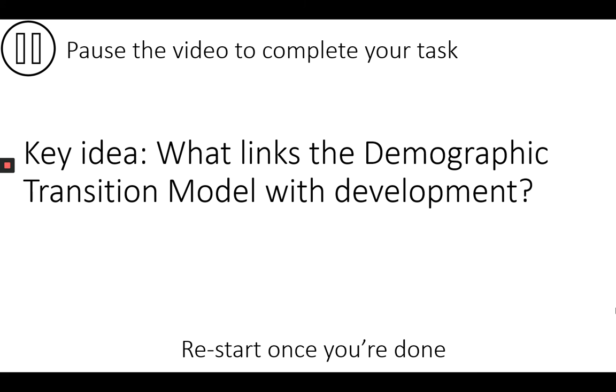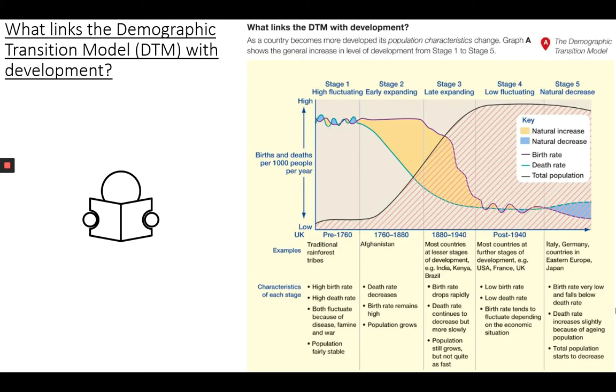Press pause whilst you add the second of the 3 key ideas. What links the demographic transition model with development? When you first see this model, it can seem a bit daunting, but don't worry, we'll break it down into chunks and I'm sure you'll be fine. Across the top of the model, we can see stages 1 to 5, with each number representing what's happening to the population at that stage.